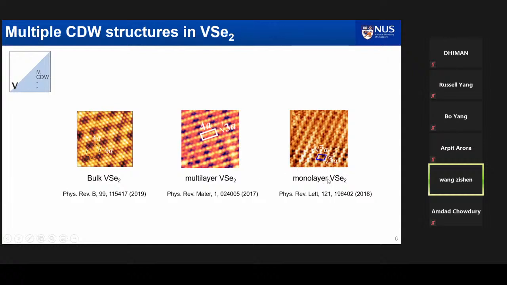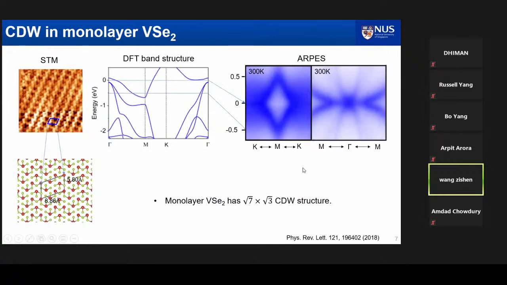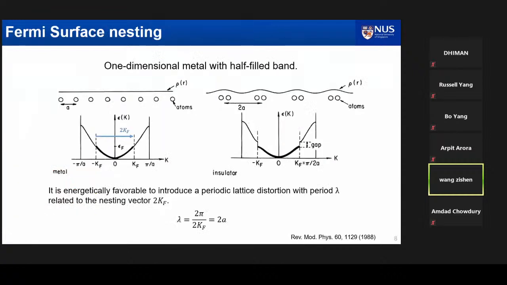the monolayer VS2. At high temperature, the ARPES results agree well with the DFT band structure. An electron pocket at the M point and 3 bands are near converged at the gamma point. However, below the CDW transition temperature, an energy gap opens at the MK path, while there is no obvious change around the gamma point. So this is a partial gap opening at the Fermi level. And such phenomena can be understood by a theoretical model called Fermi surface nesting.